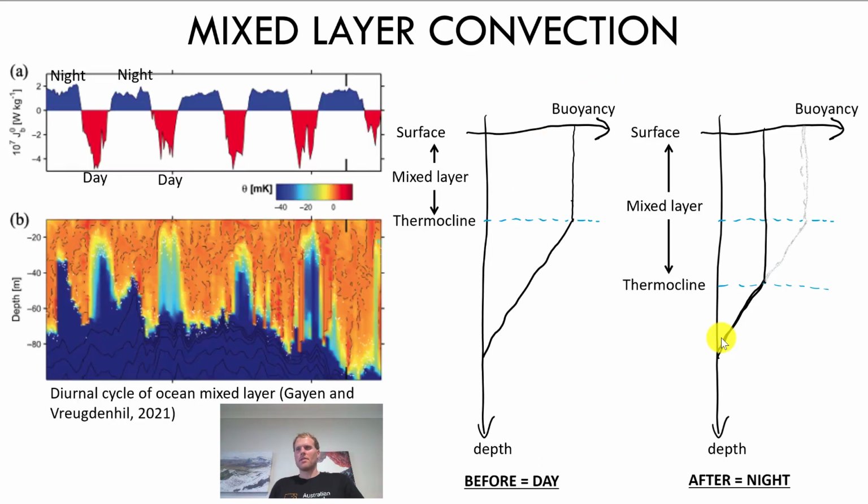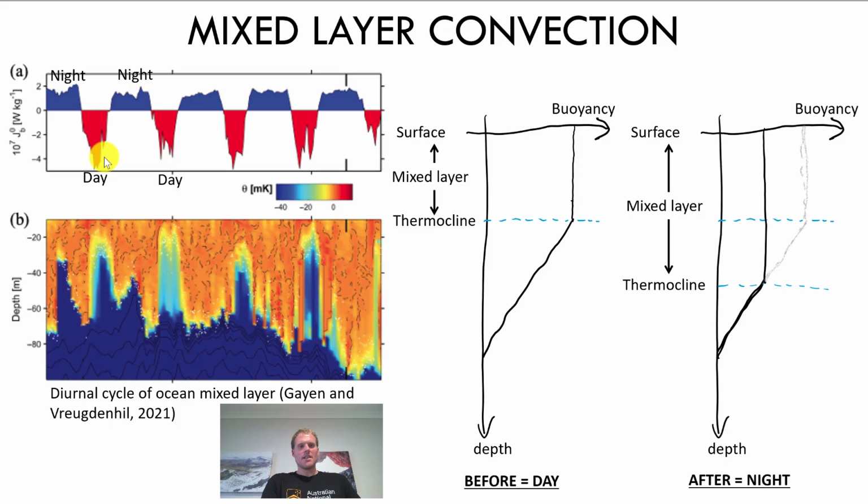Now this happens in a cyclical fashion in the ocean. So there's a great example here from an ocean convection review, which is in your recommended reading. And here, this is the buoyancy flux over the time period from these ocean observations. And where it's blue, that's nighttime. So that's cooling that's occurring at night. And where it's red, that's heating that's occurring in the day.